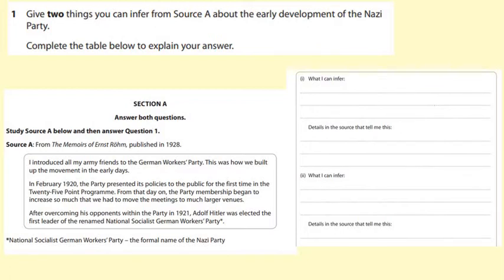So what can we learn about the early development of the Nazi Party from this information? What words are we going to pick out of this source that helped us think about what we have learned? Let's have a look at some student answers to help us.